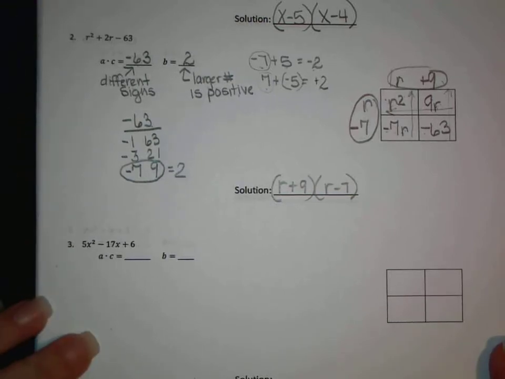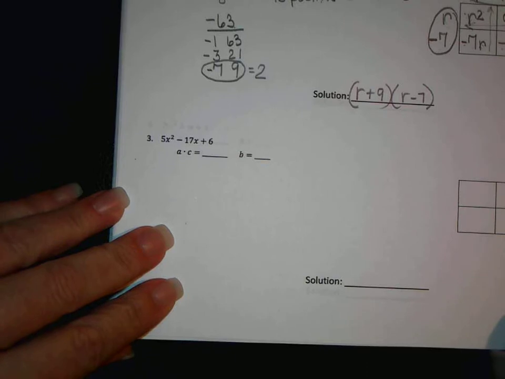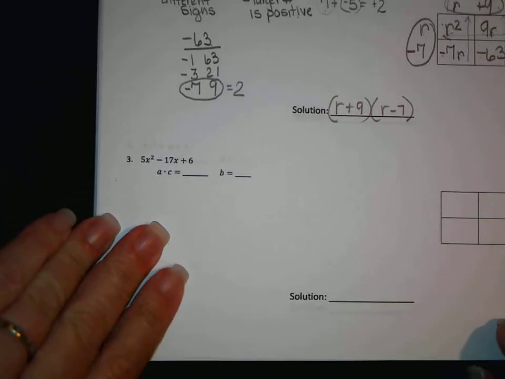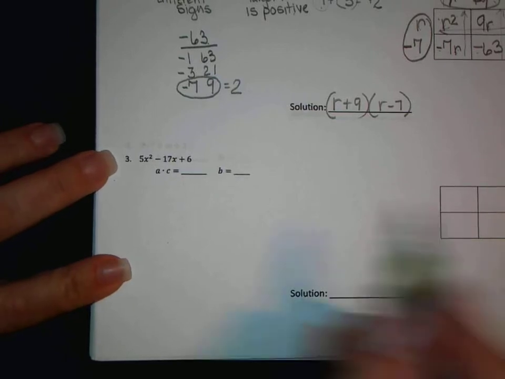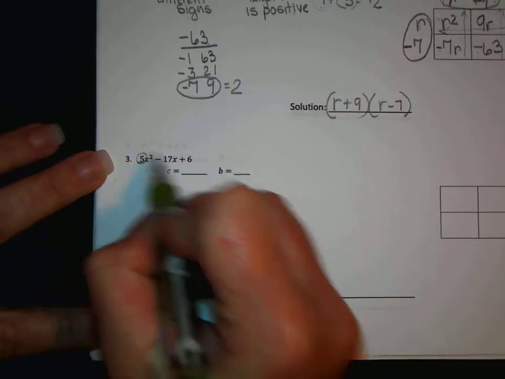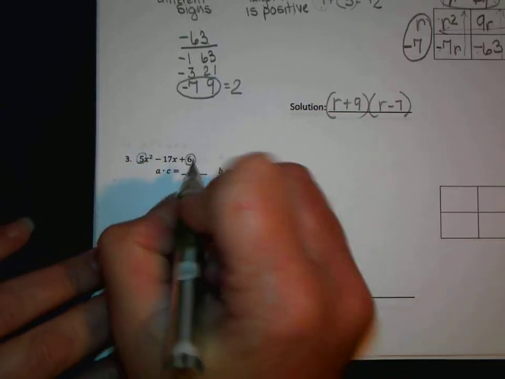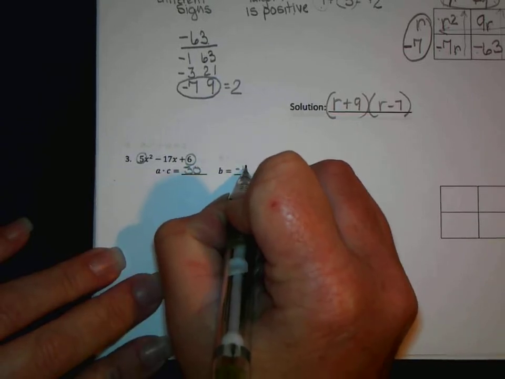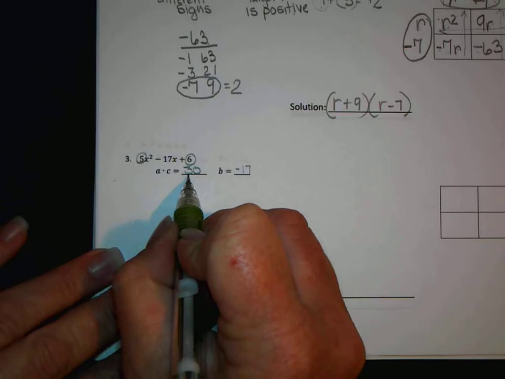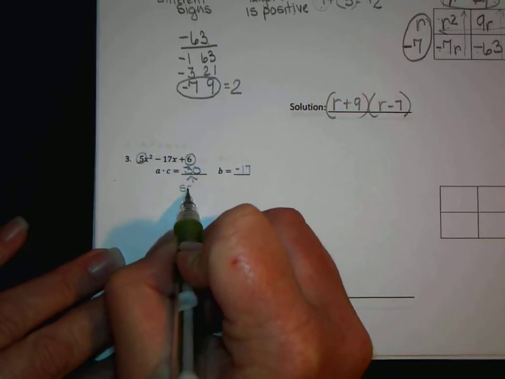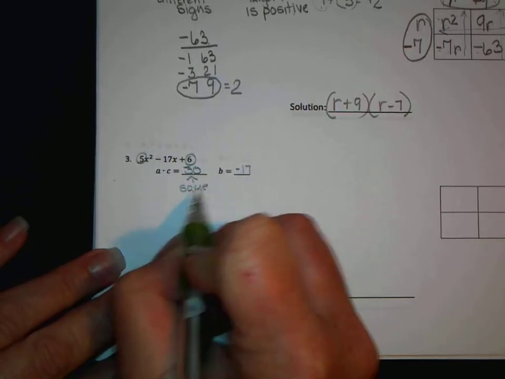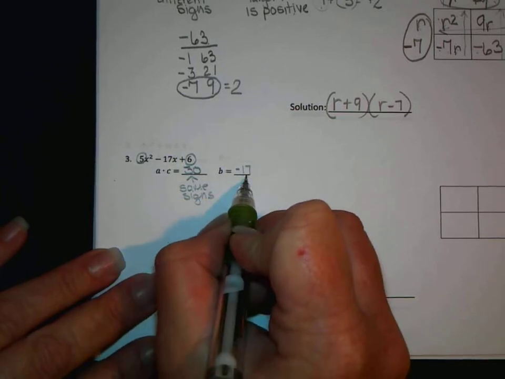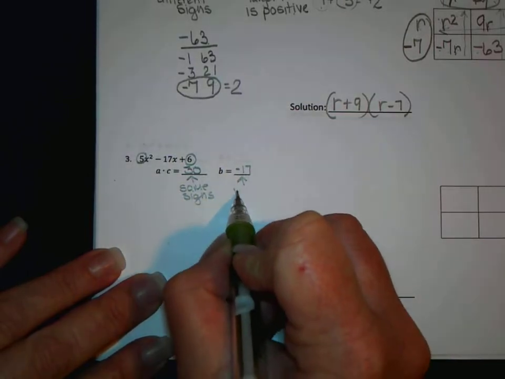Okay, next one. This one's going to be a little bit more work because this is the first time we actually have an A term. So you're still going to take 5 and 6 and multiply them together. So A times C is 30. B is negative 17. So what do we know? I multiplied together and got a positive, so that tells me it's the same signs. So since they have to be the same signs, but when I add them they're negative, they're both negative.